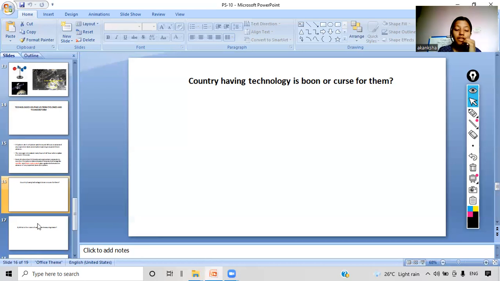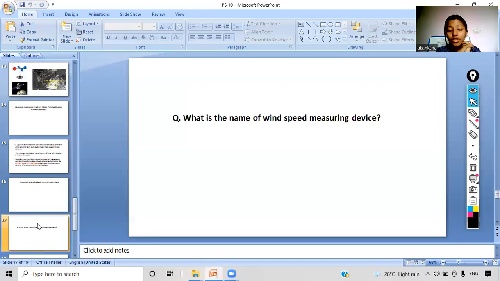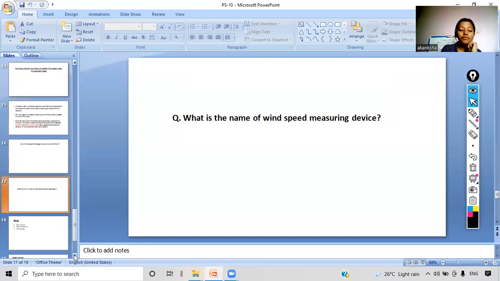So now moving on to the second question, that is, what is the name of the wind speed measuring device that we are using? We just read two types of devices, right? So what is the name of the wind speed measuring device? For this, I will not tell you the answer. If you don't know, you have to find it on the internet, and there you will see many other devices also. You have to find it on your own, and tomorrow we will discuss more on it, right?